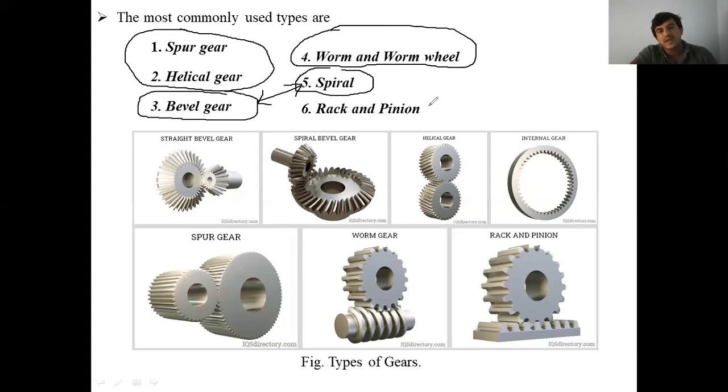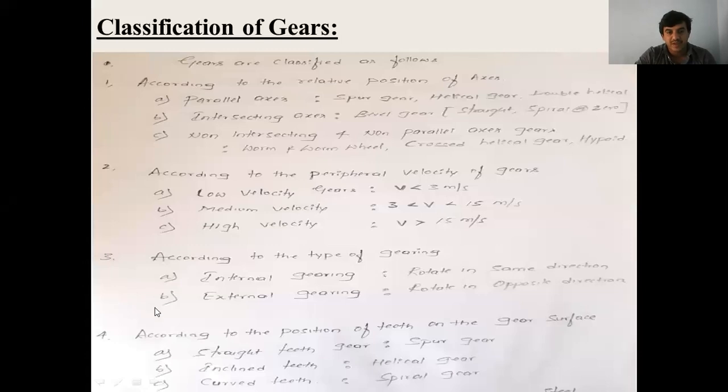In the rack and pinion, the rotary motion of the shaft is converted into linear motion of the other component. Right, these are the commonly used gears. The classification of gears is based on some parameters: one is position of the axis, second is peripheral velocity, third is type of gearing, and fourth is position of teeth on the gear surfaces. We classify gears based on these four categories.